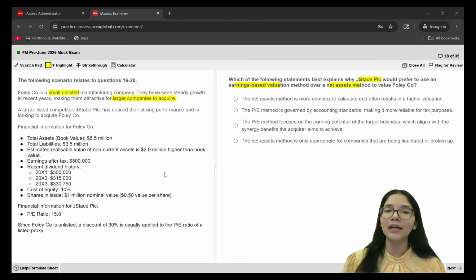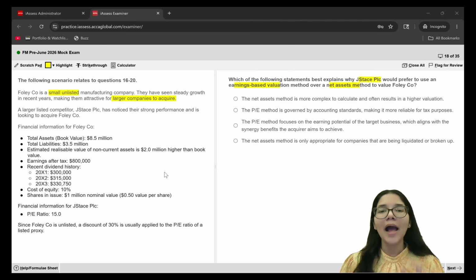Now, when you are doing an earnings-based valuation, you are actually interested in what the company is earning, what the company could potentially earn in the future. So this is the main distinction between the two methods. Now let us read the options and select the one which will be the right one.